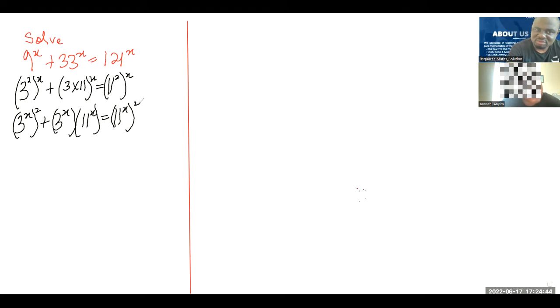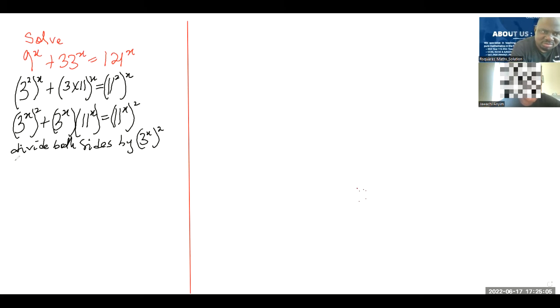So the best way for us at this point is to divide both sides by 3 to power x squared.